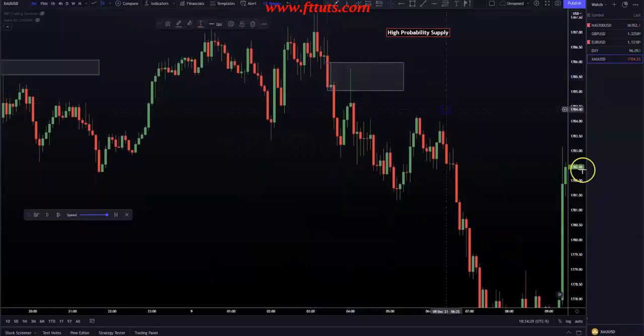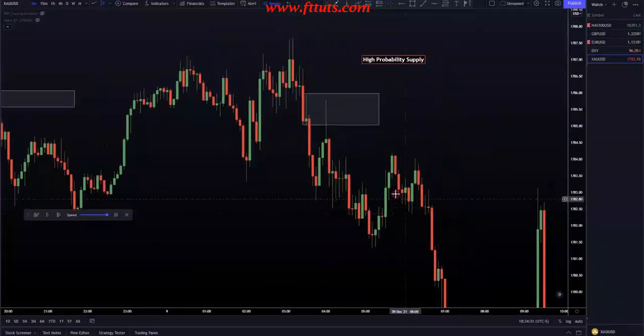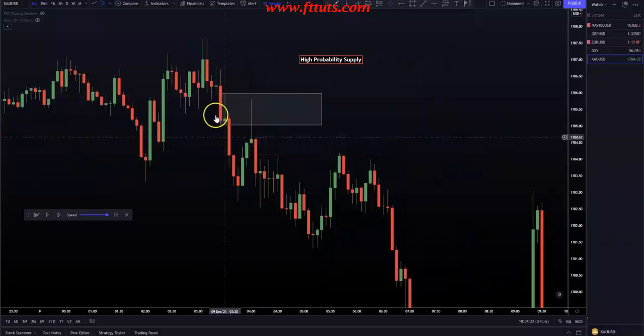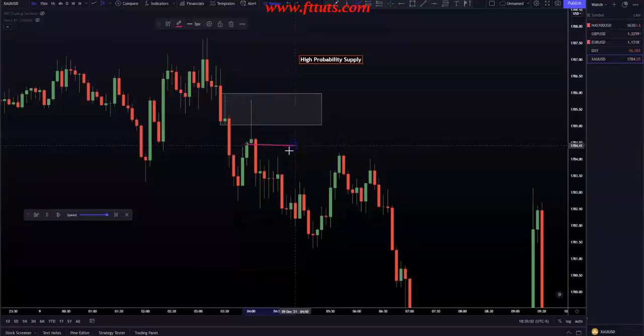Okay, now why is this high probability supply right here? Let's zoom in. This is high probability supply because look to the left. No, really don't even look to the left. Look to the right, and you're going to see that where is the wick? Where is this at? That didn't happen. It just started dropping, left that area fast, no pullback until here. It never broke the high of that supply. Valid. We will be taking that sell as soon as it dropped right here.